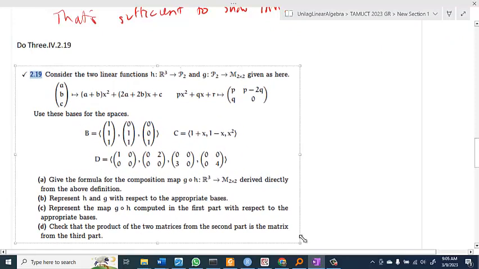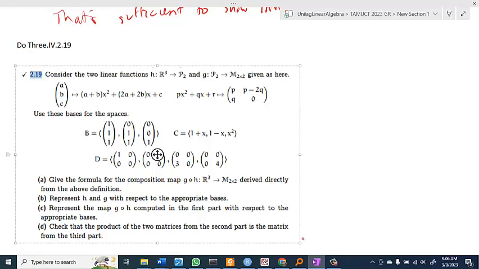All right, so consider two linear functions. H from R3 to P2, polynomials of degree 2, and G from P2 to M22, 2 by 2, given here. So we have two maps. This maps a typical R3 vector into a polynomial, and this maps a polynomial into a matrix. We have bases: this basis B is for the space R3, this basis C is for the polynomials, and this basis D is for the matrices. Notice that R3 is three-dimensional, P2 is three-dimensional, and 2 by 2 is four-dimensional.